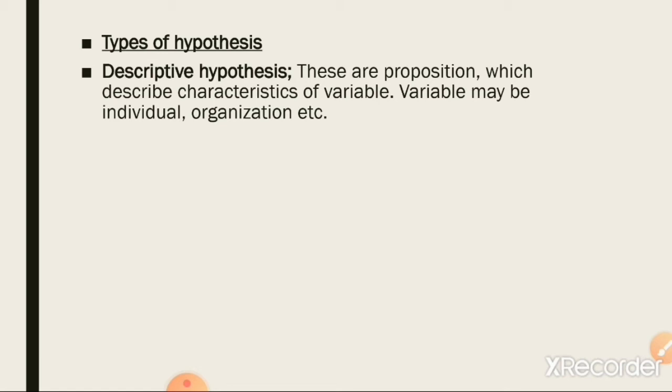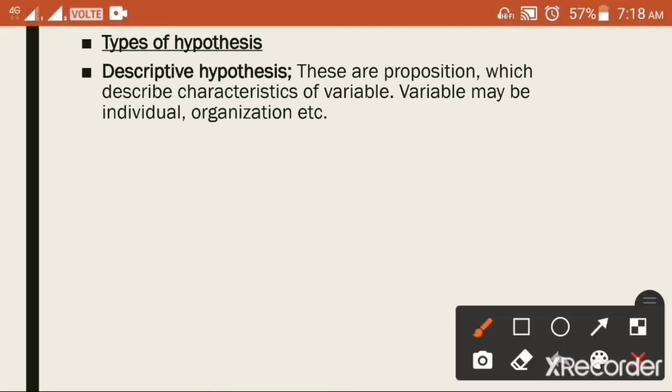These are propositions which describe the characteristics of a variable. The variable may be an individual, organization, or anything else. The characteristics of a variable may be an individual's age, length, height, etc. If the hypothesis is prepared by using these characteristics, it may be called a descriptive hypothesis.